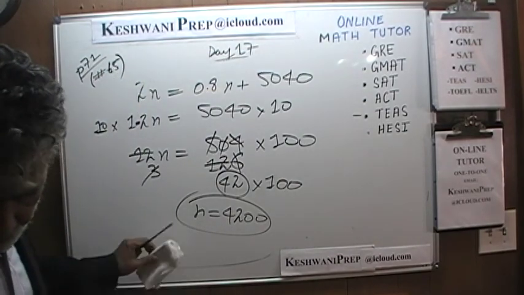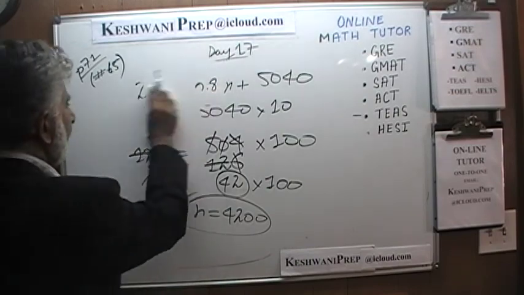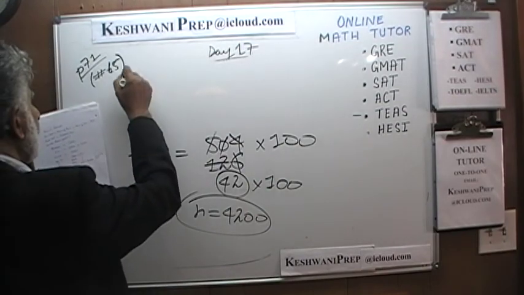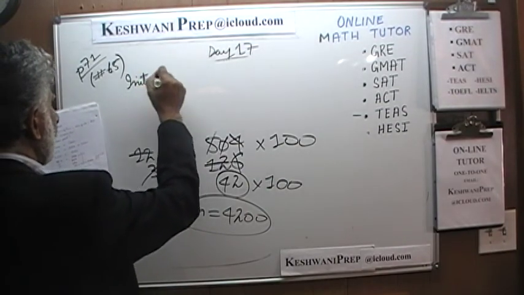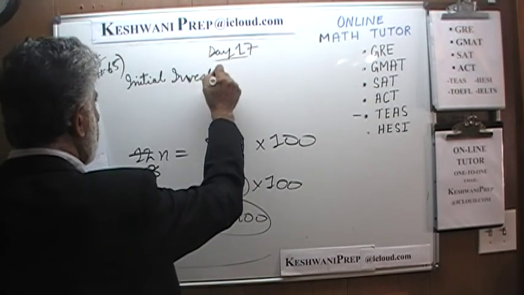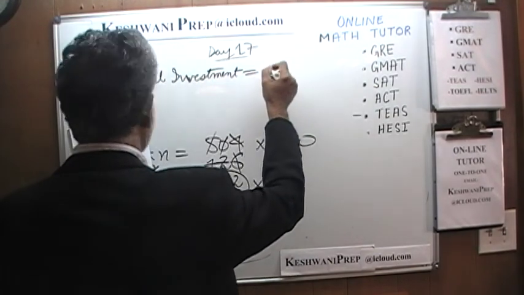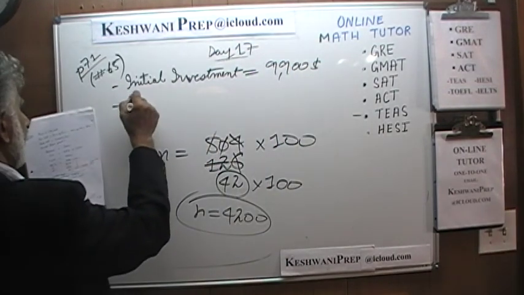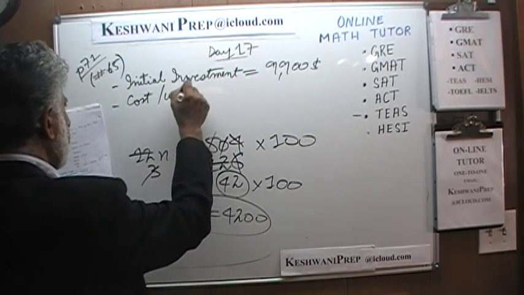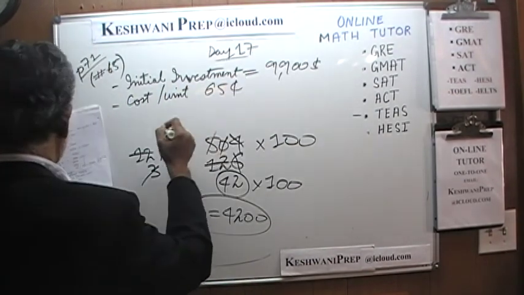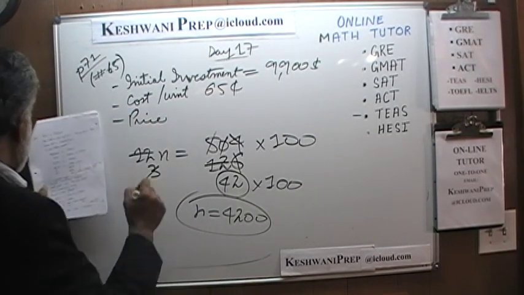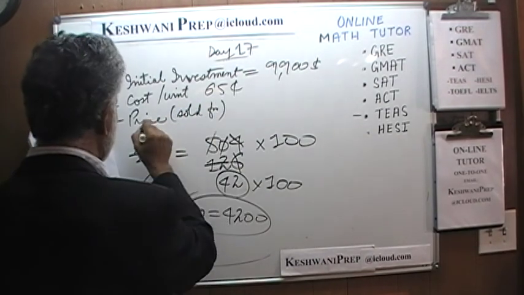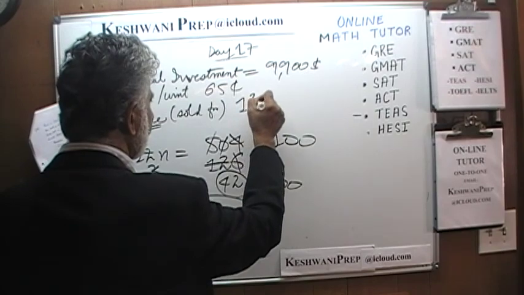65. Let's see what 65 says. 65 says that the initial investment was $9,900. The cost per unit is 65 cents. And we're going to sell it. The price we're going to sell it for is $1.20.